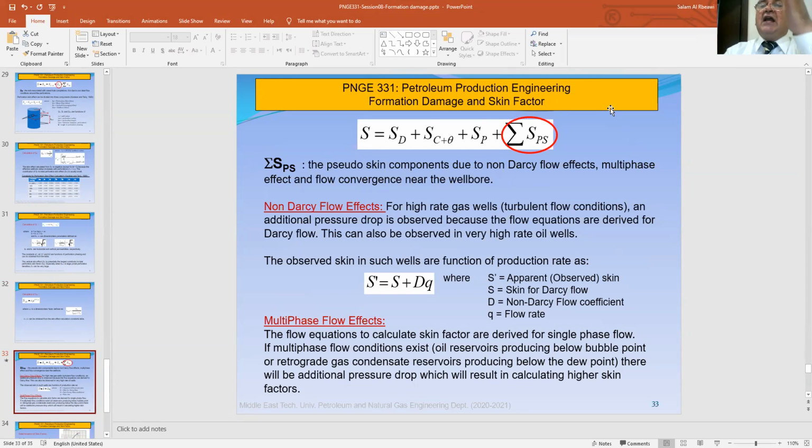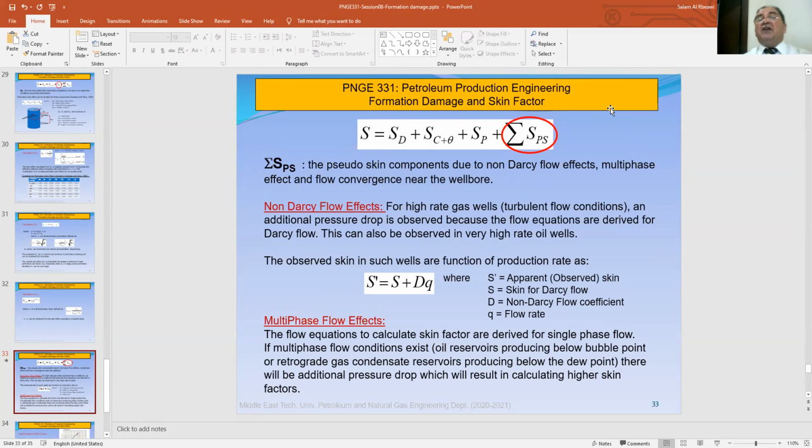The narrowing in the cross-section area when the fluid is going to move from the outer part of your drainage area to the part close to the wellbore. It is called the choke effect or convergence effect close to the wellbore.